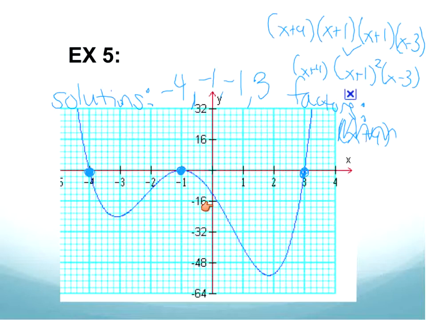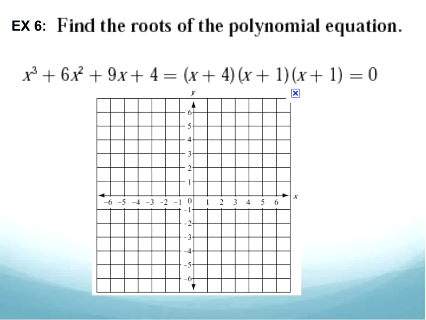Good job. So if I were to work out this problem completely, this would be an x to the 4th problem. Whatever the highest exponent is tells you how many solutions you're going to have. Isn't that kind of helpful? Kind of handy. Let's try again.